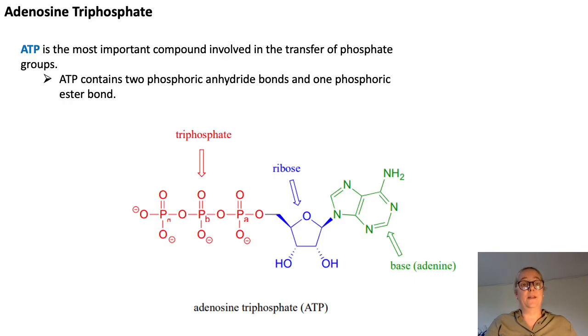ATP, also known as adenosine triphosphate, is a really important compound because it transfers phosphate groups. So ATP contains these two phosphoric anhydride bonds and one phosphoric ester bond. So we have the triphosphate here, which is then linked to the ribose and then to the base, which is the adenine.